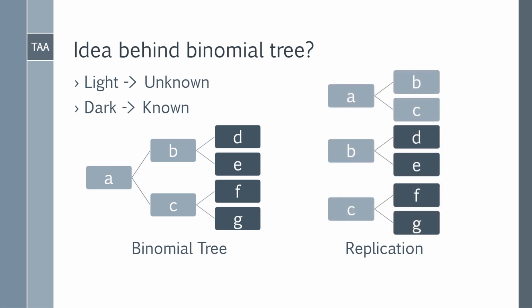So if we split up the binomial tree, we can split up the one we have into three different splits. And again, we can see it now looks awfully similar to the two-state replication we had. Using our known values of D, E, F, and G, we can work backwards and find out B and C, just like this.